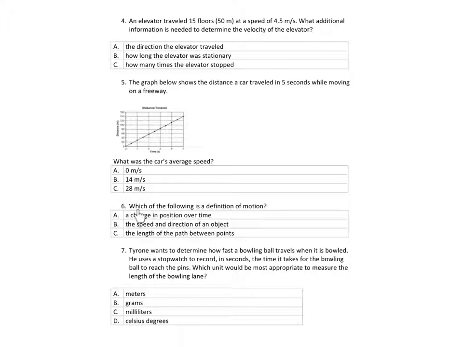Number 6. Which of the following is a definition of motion? A. A change in position over time. B. The speed and direction of an object. C. The length of path between 2 points.